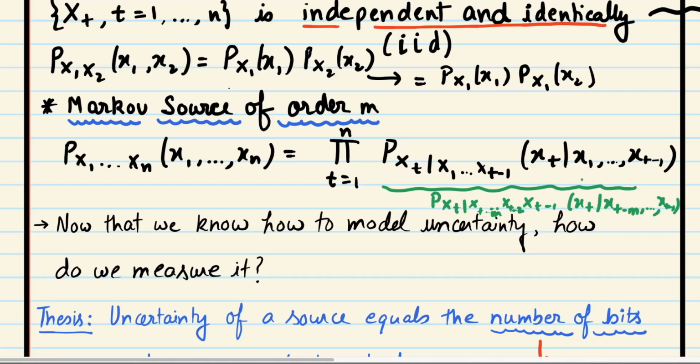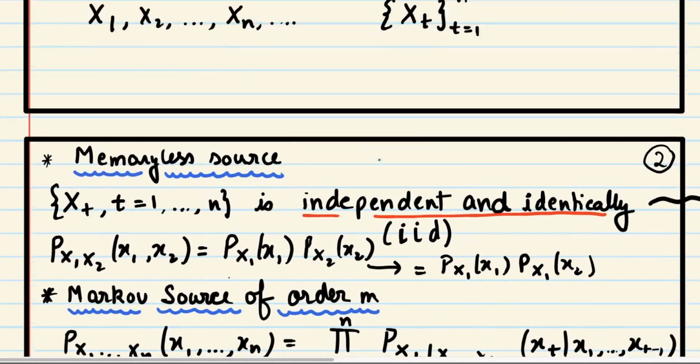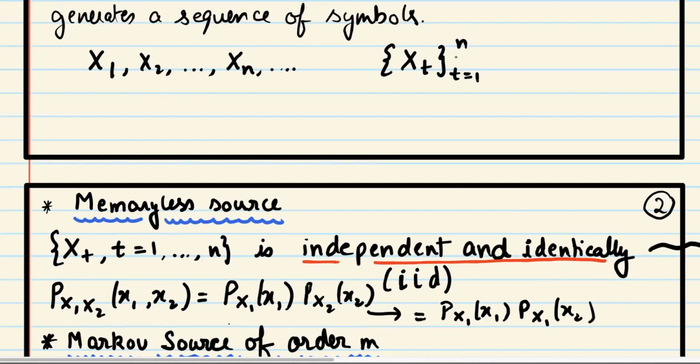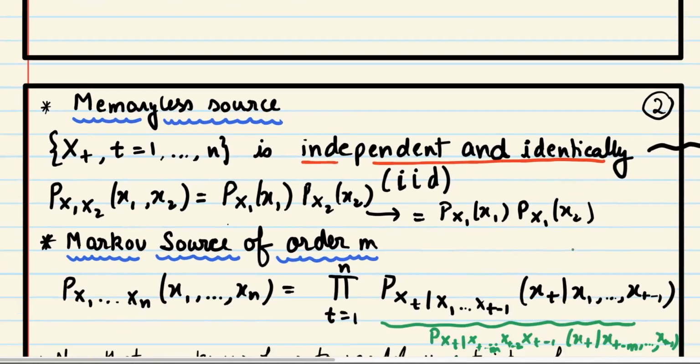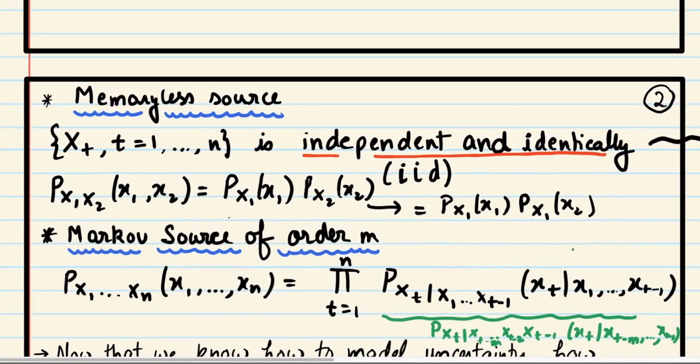The source, just to revise this quickly, is just a sequence of random variables. A source produces a sequence of random variables like this, and it has a prescribed joint distribution. When these random variables are assumed to be independent and identically distributed, we call the source a memoryless source because each symbol seems to be generated without the memory of the previous symbols. And when it has some memory, when we want to model the memory in these sequences, we use Markov sources of order m.